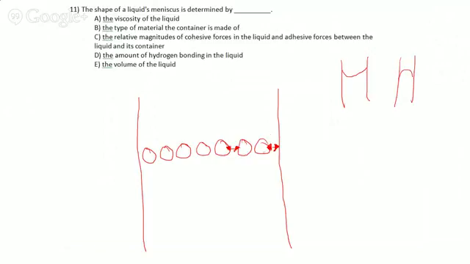Well, it has to do with the attractive forces between the molecules and the container, as well as how the molecules are attracted to themselves. We have a couple of forces going on. They're being held together to themselves, as well as being attracted to the container. So 11 will be C. It's the relative magnitudes of cohesive forces in the liquid and adhesive forces between the liquid and container. Remember, co is pretty much between the molecules, like cooperating, and add would be with something different.